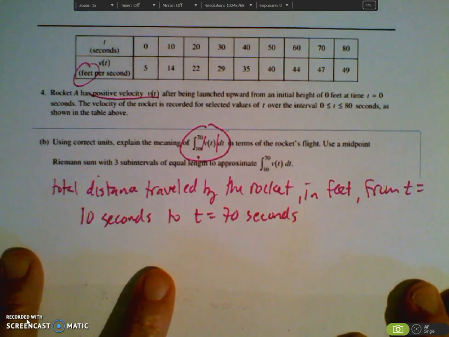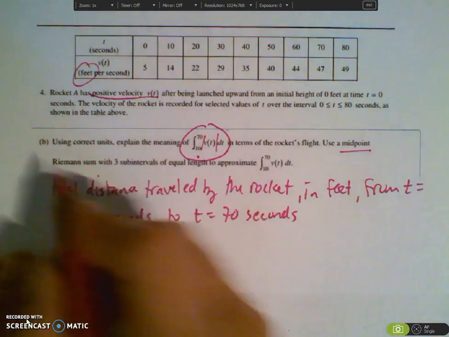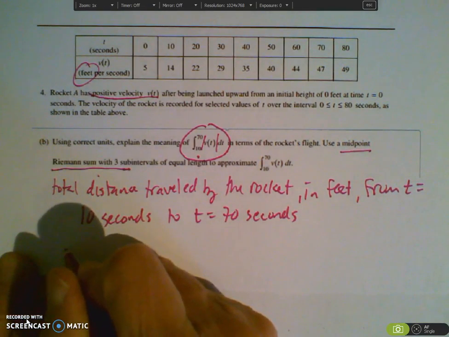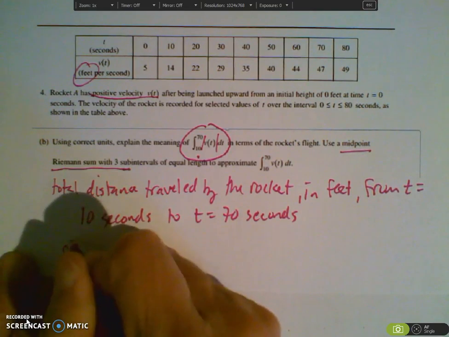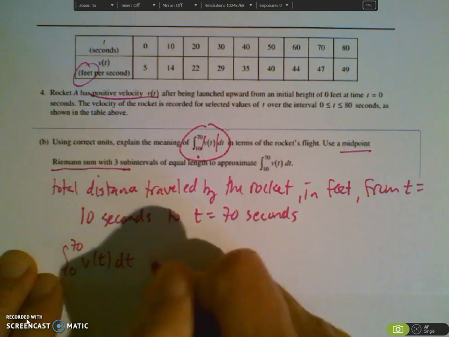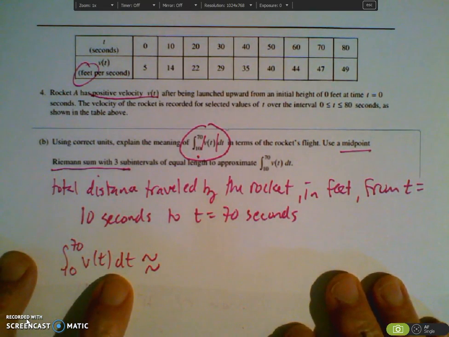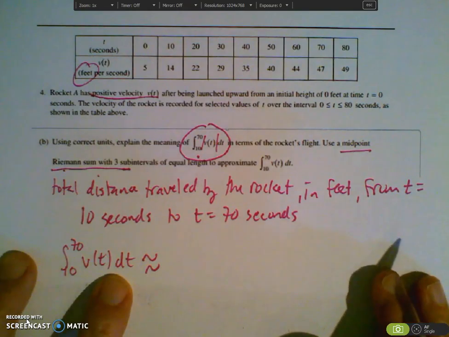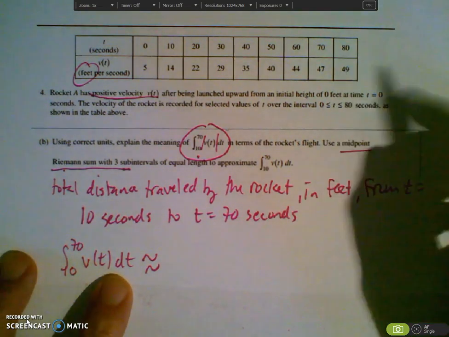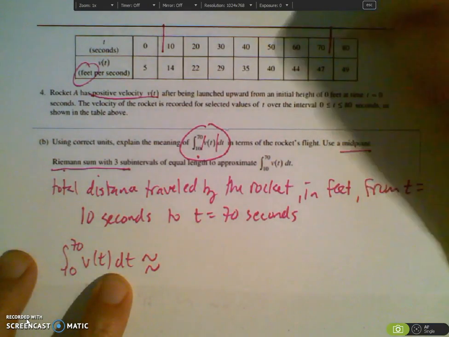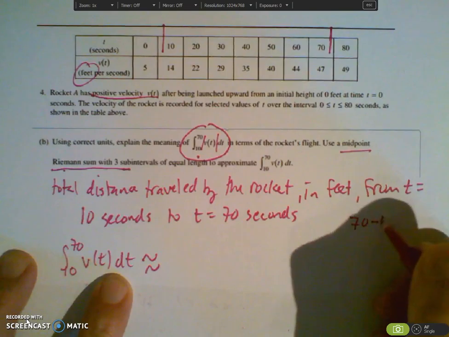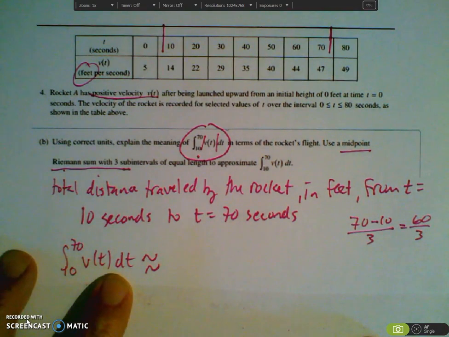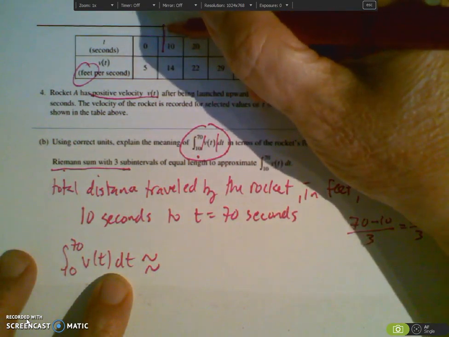There's my correct interpretation. Next, I'm asked to use a midpoint Riemann sum with 3 subintervals of equal length to approximate the value of this definite integral. So I'll write on my paper the integral from 10 to 70 of v of t dt is approximately, and then I start thinking about a Riemann sum. I remember a Riemann sum is basically doing the sum of rectangles. And so if I'm going from 10 over to 70, well, 70 minus 10 divided by my 3 equal subintervals is 60 divided by 3, or 20. Each rectangle will have a width of 20.